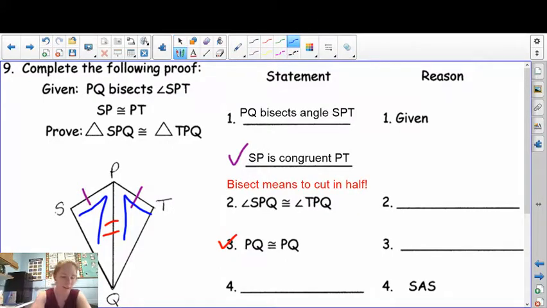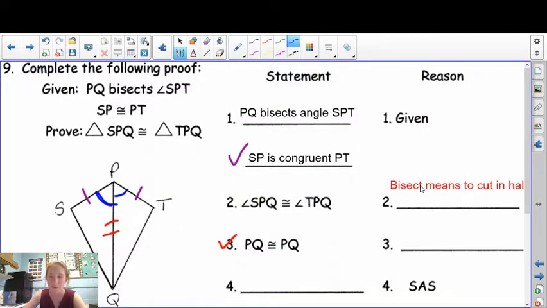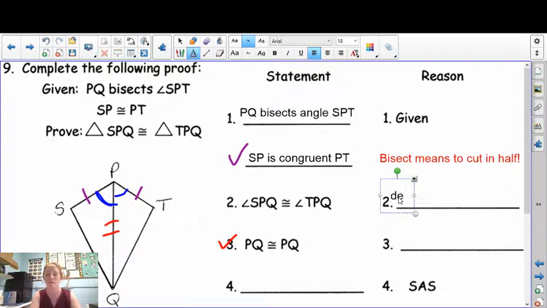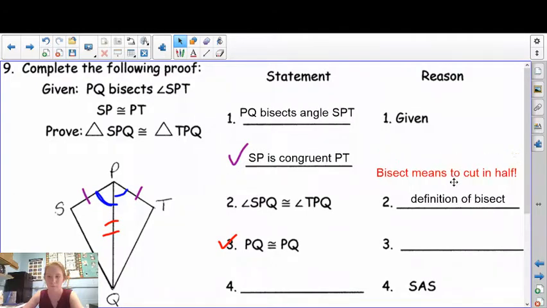So I can go ahead and I'm going to erase my blue, and I'm going to put blue arc marks. And what's our reasoning for why these get to be equal? Well, bisect means to cut in half, or more specifically, it's the definition of bisect. All right, now I can go ahead and check that guy off.